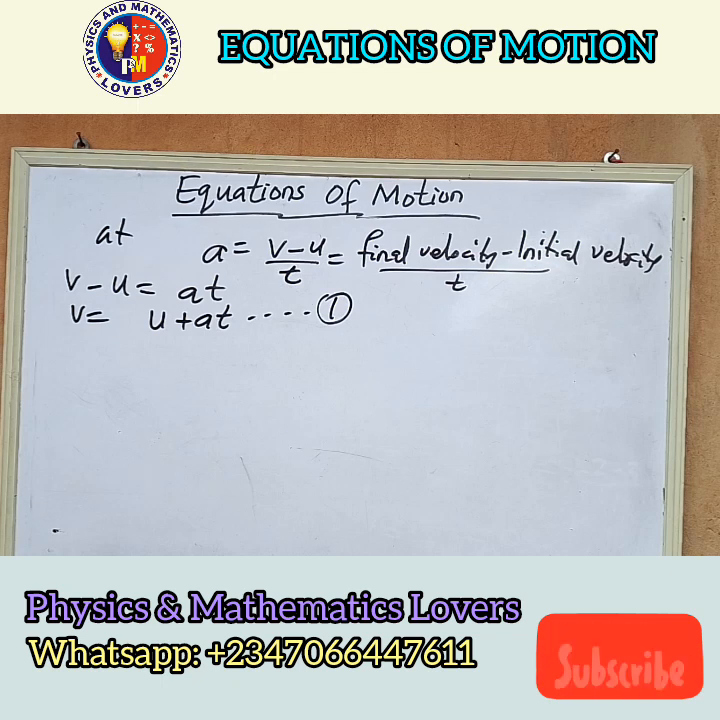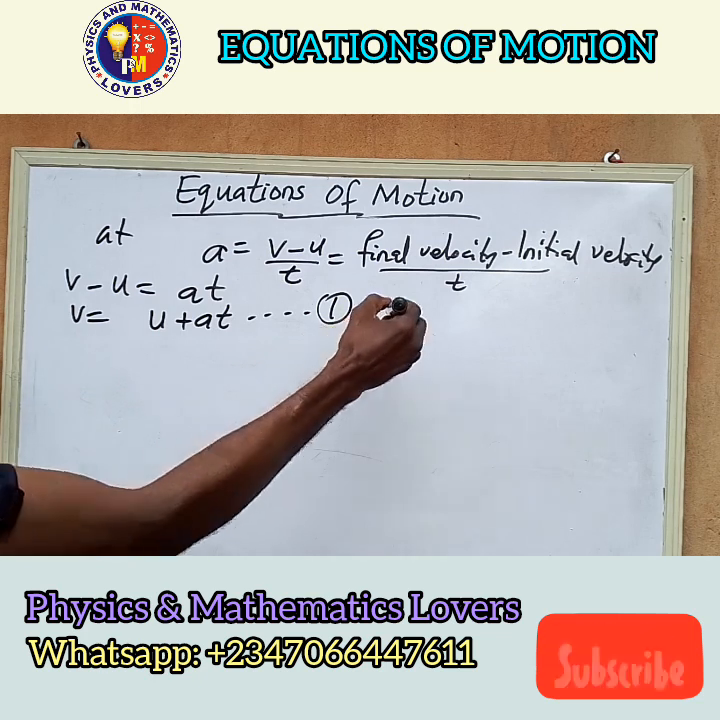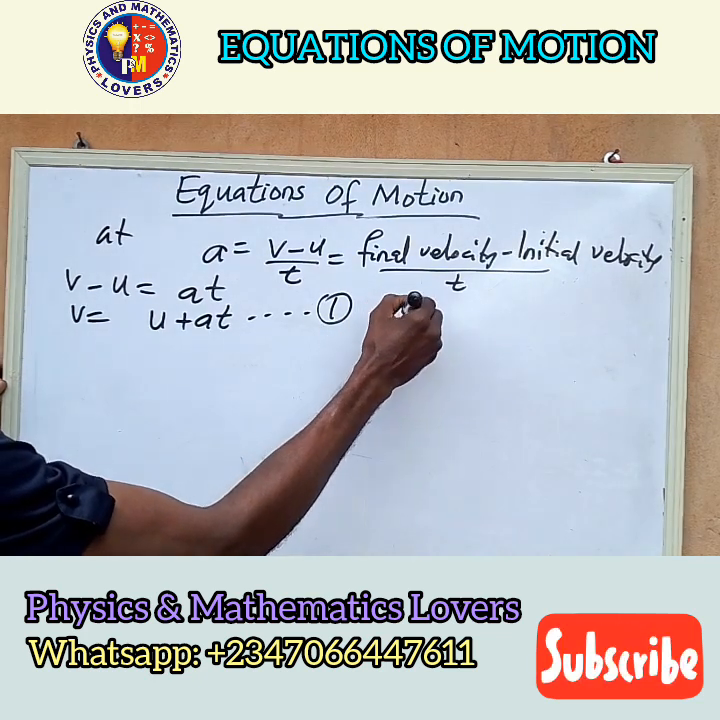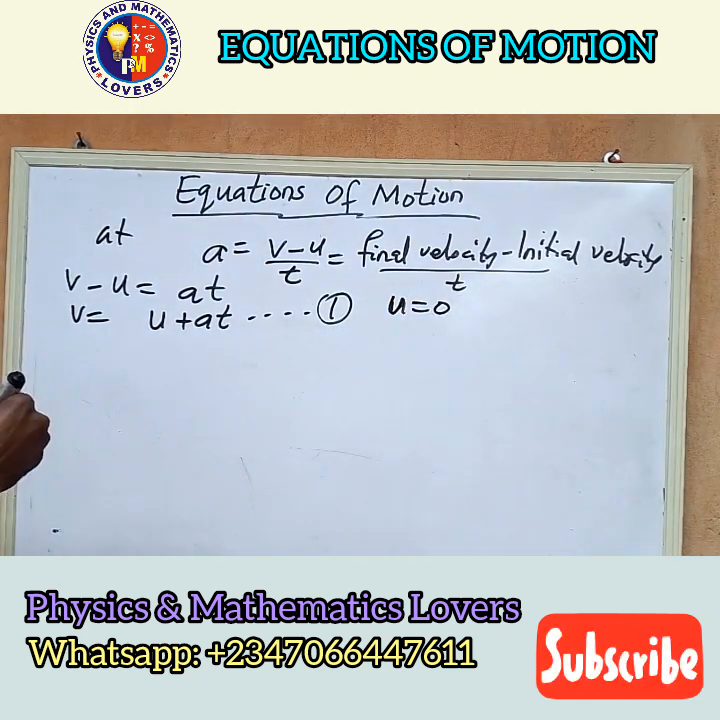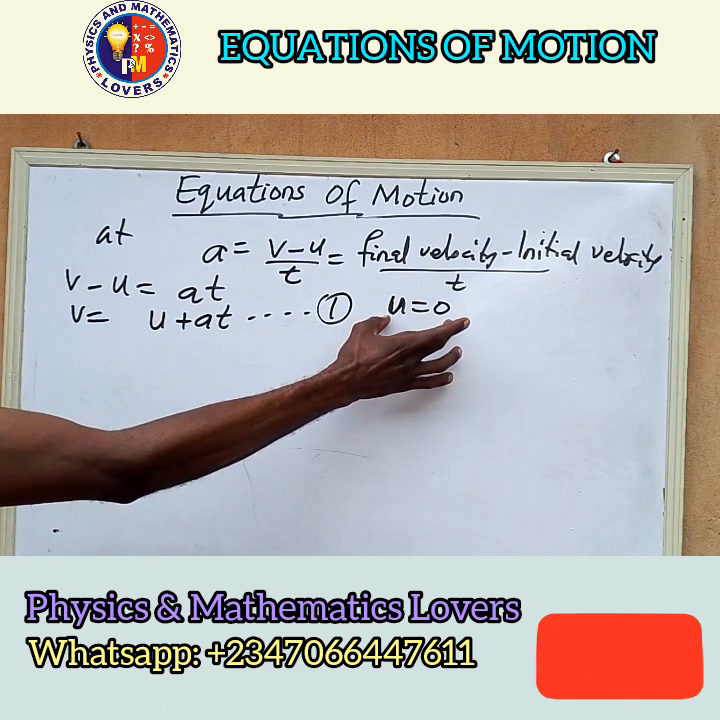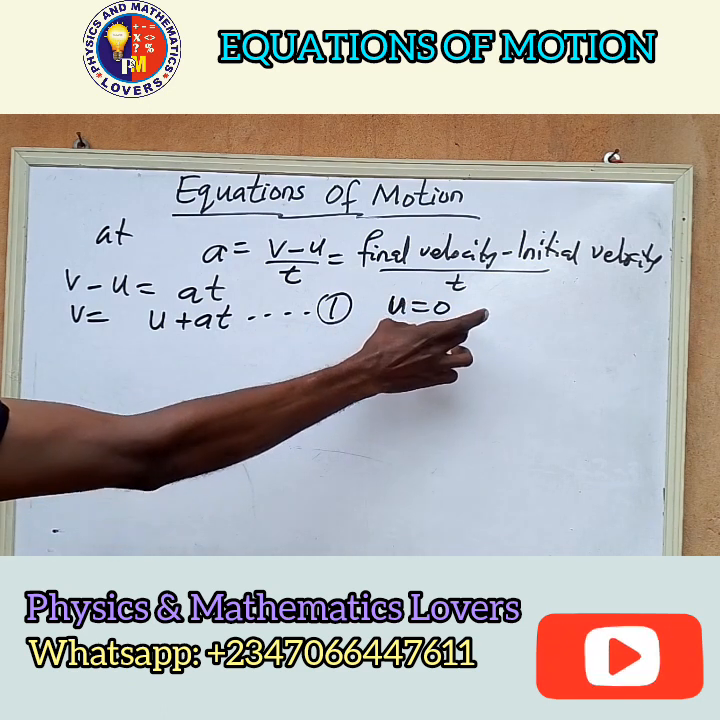So let us look at equation 2. For a body that is uniformly accelerated, it means a motion that begins with velocity equal to 0. So at time 0, the velocity u is equal to 0. It means the body starts from 0 velocity. That is, the initial velocity was 0.